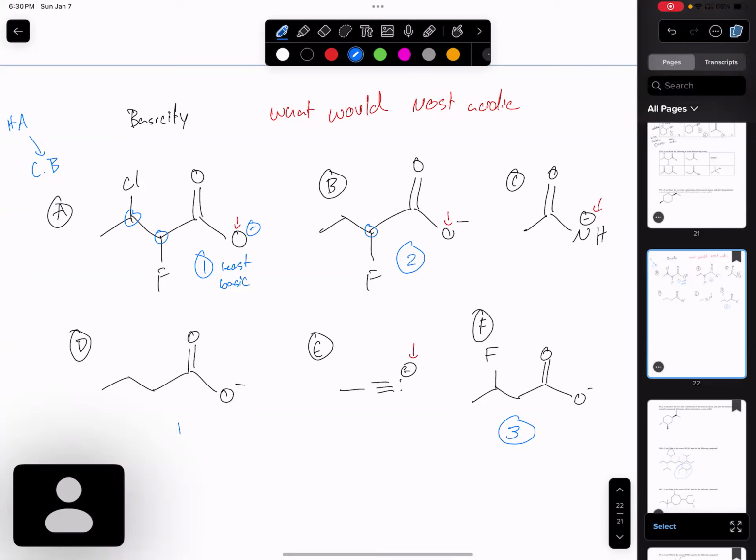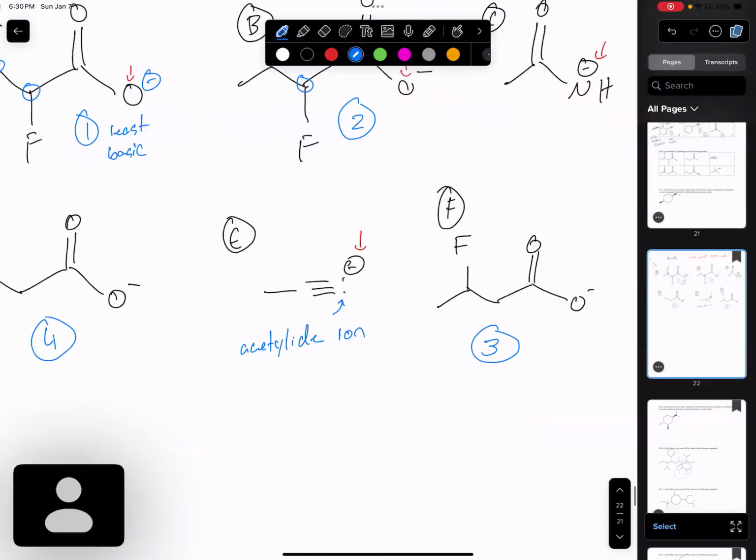D, correct. So D would be 4 because it would be much more acidic, so technically less basic than an amide. And now we have that amide, and we're comparing the amide to an acetylide ion, I believe. Acetylide. That's what this is.